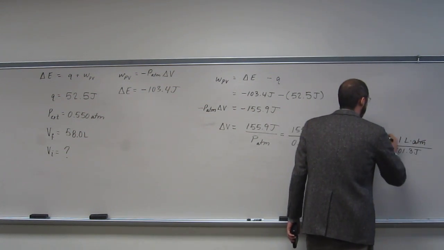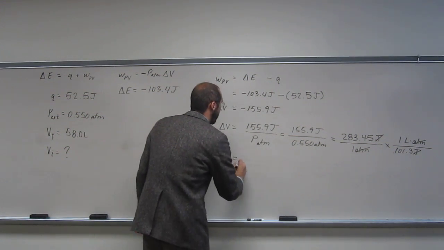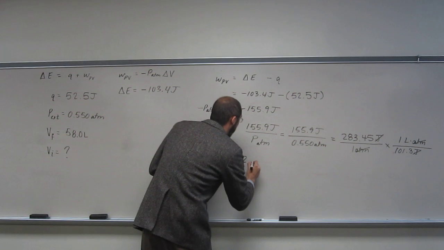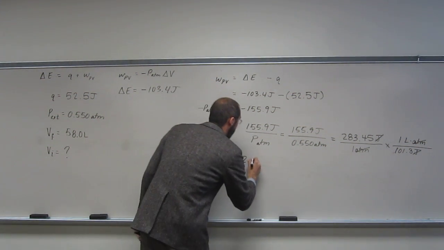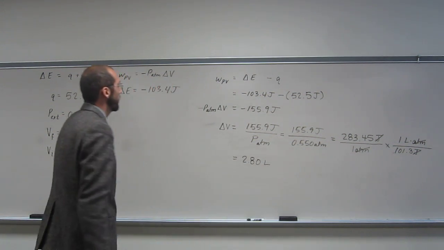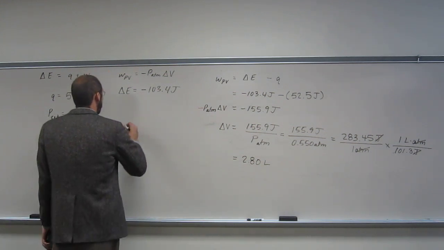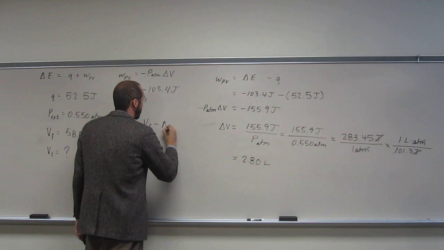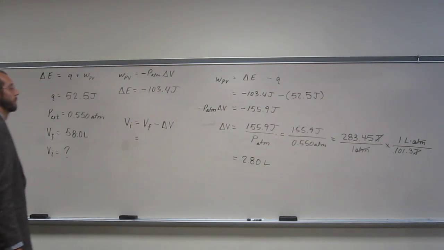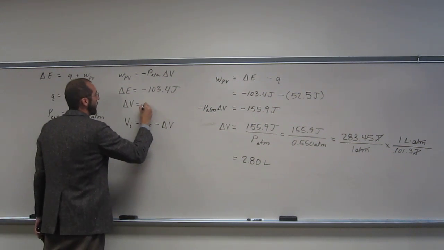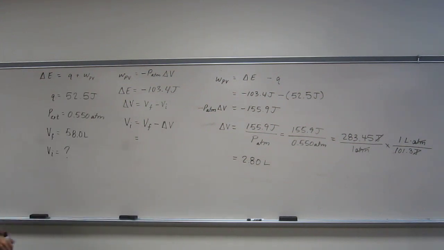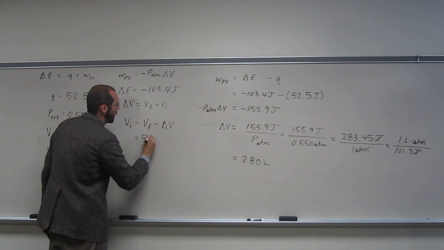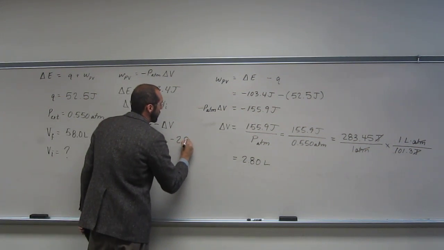So we're going to cancel there, and then we get units that make sense for change of volume, so divided by 101.3, 2.80 liters is the change in volume, right? So the initial volume is going to be V_f minus delta V, because of course delta V equals V_f minus V_i. So V_f they give to us, hopefully, if I remember, 58.0, minus 2.80 liters.